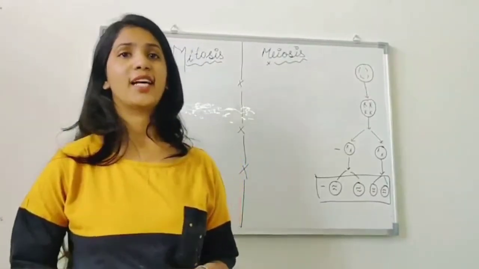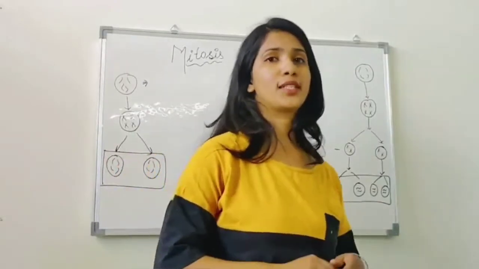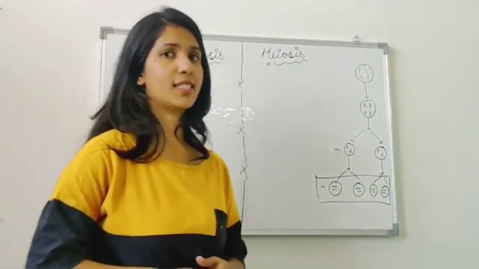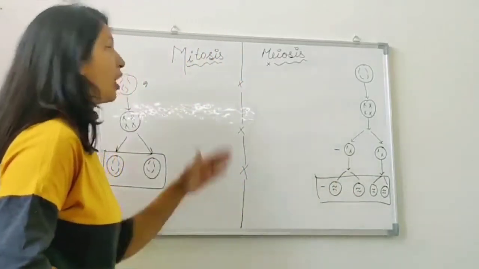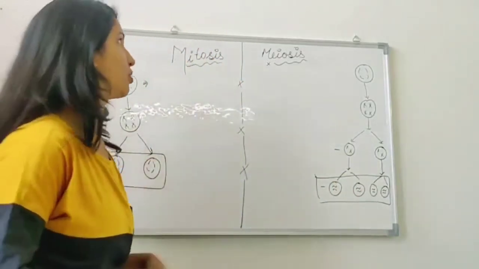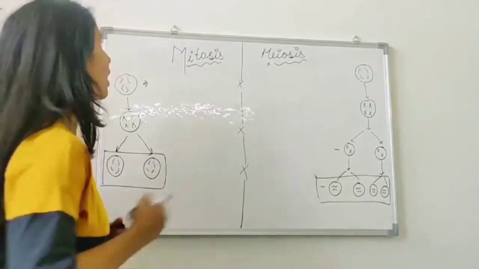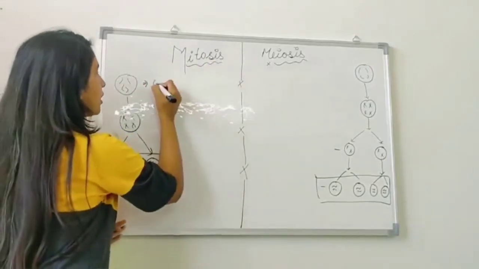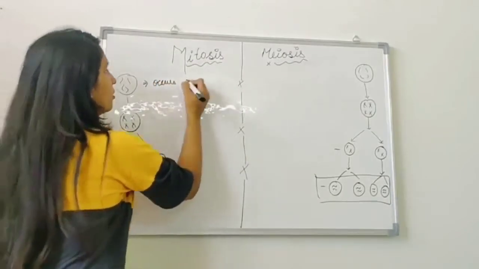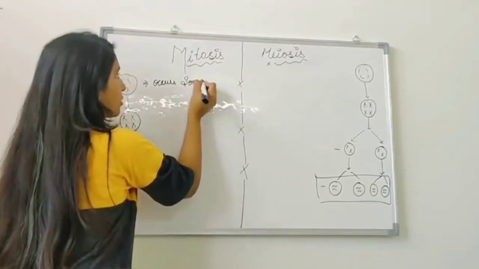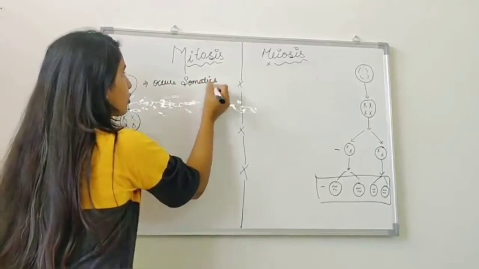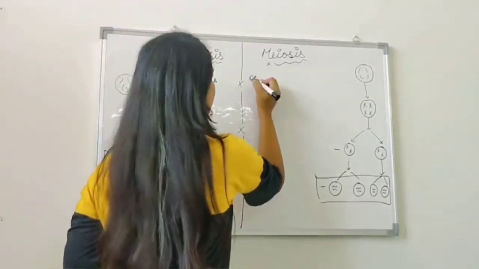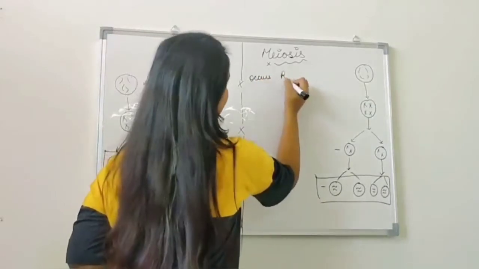So guys, as I told you, we are going to understand mitosis and meiosis in table form. Let's keep it very easy in the form of a tabulation. In order to understand mitosis and meiosis, let's see the differences between them. The general difference is that mitosis occurs in the somatic cells. You have to remember this. Mitosis occurs in the somatic cells, and meiosis occurs only in the reproductive cells.